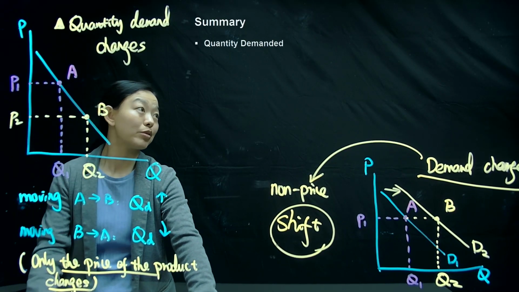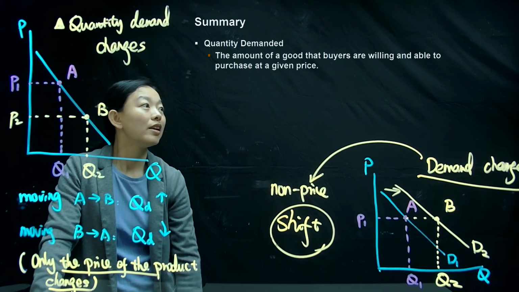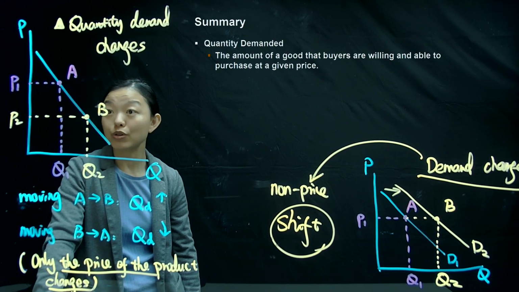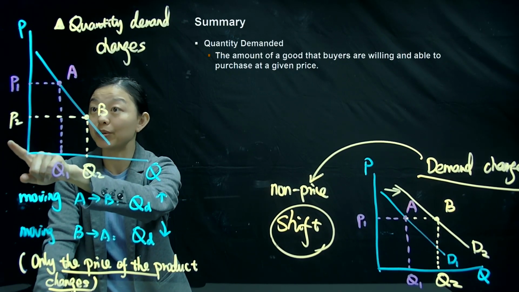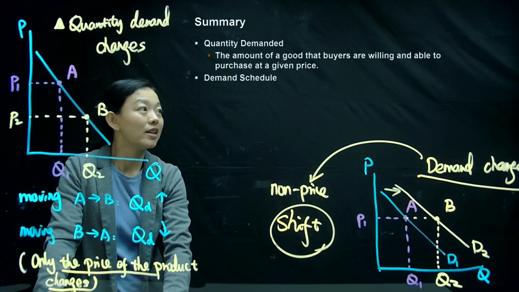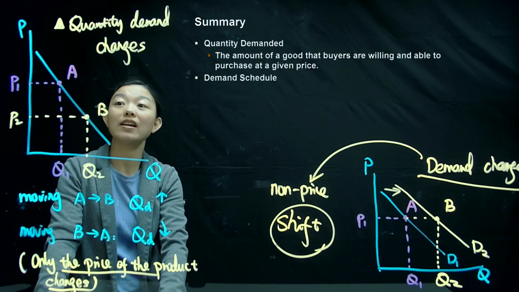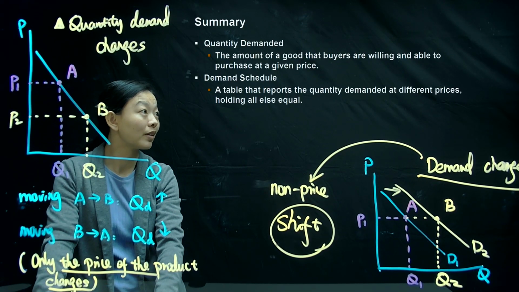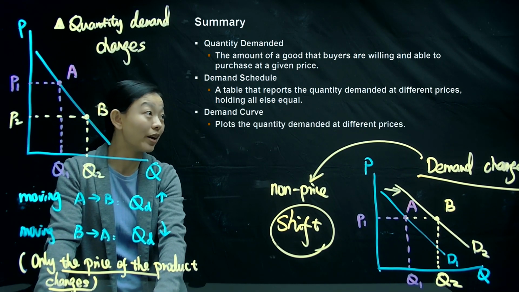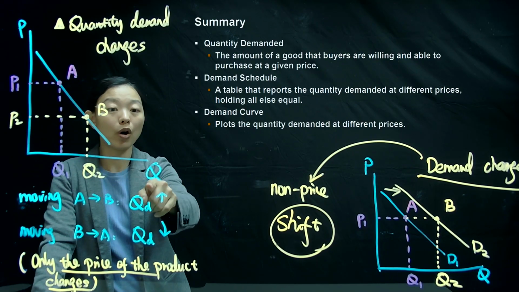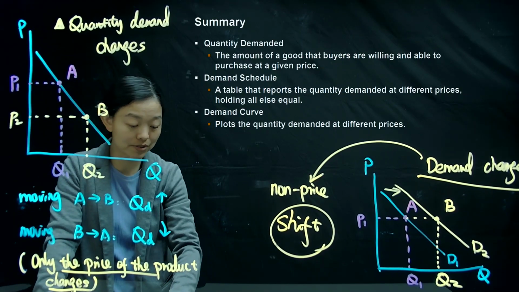So I will summarize here. Summary for the quantity demand: the amount of the goods the buyers are willing and able to purchase, and it is negatively related to the price of the product. Demand schedule is just a table that shows the quantity demand and the price, the relationship. And we can also draw a demand curve. It's downward sloping, okay? And we always put the quantity demand on the horizontal axis, price on the vertical axis.